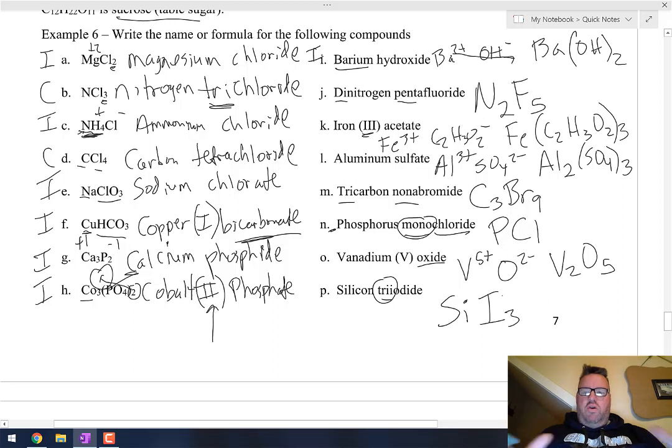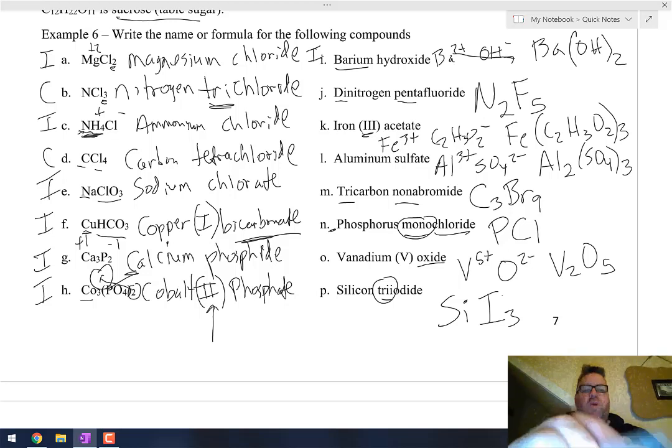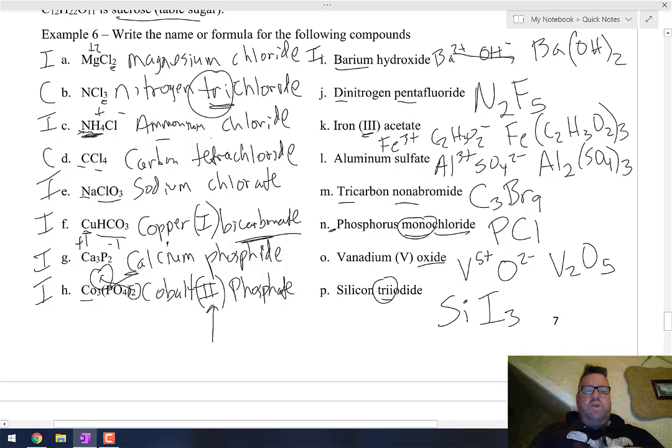Okay, so hopefully that kind of gave you a little bit more clarity about ionic versus covalent when you name them, when you write the chemical formulas, when you use prefixes, when you don't use prefixes, etc.